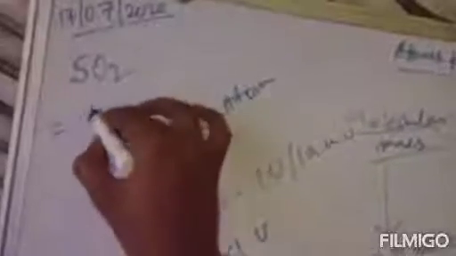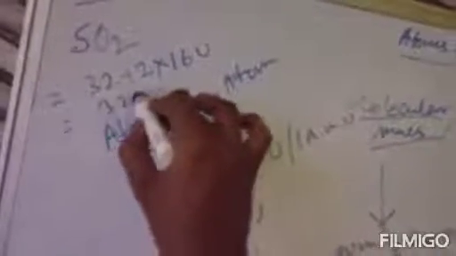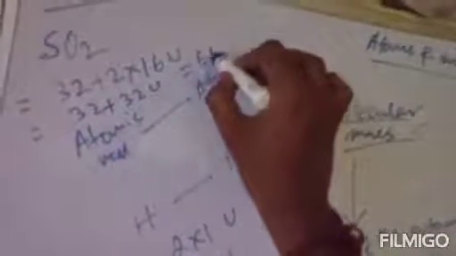Next, the molecular mass of, suppose, sulfur dioxide, SO2. Here 1 sulfur atom is present and 2 oxygen atoms are present. So if we want to calculate the molecular mass of sulfur dioxide, we should know the atomic mass of sulfur and the atomic mass of oxygen. Now the atomic mass of 1 sulfur atom is 32 and 1 oxygen atom is 16. That means 2 oxygen atoms, 2 into 16 U, which is 32U. So 32 plus 32 is 64U. So the molecular mass of SO2, or sulfur dioxide, will be 64U.